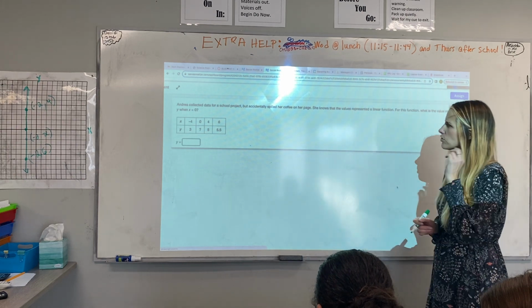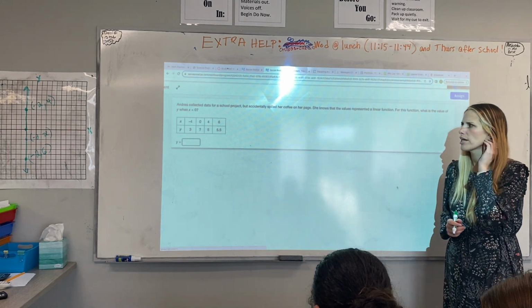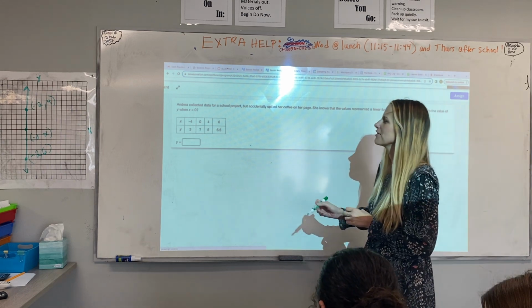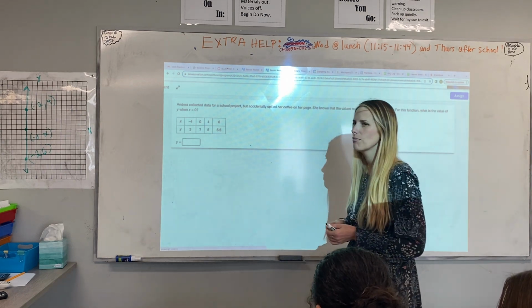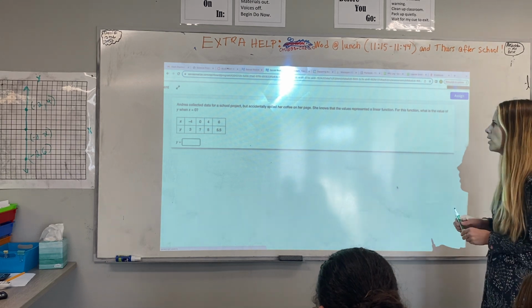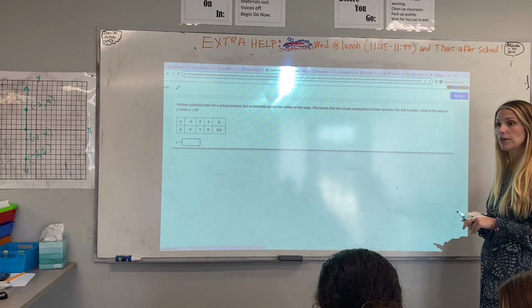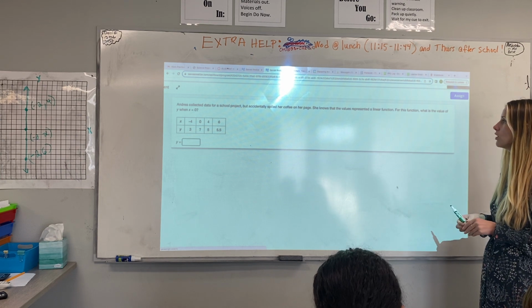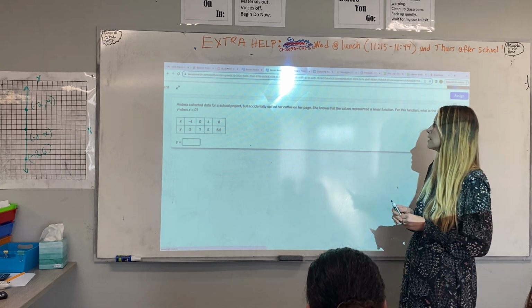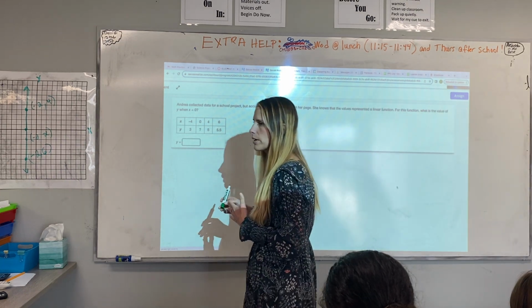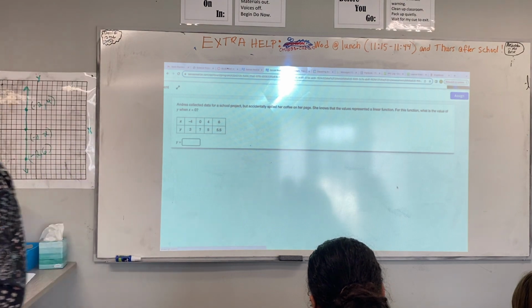Okay, Andrea collected data for a school project, but accidentally spilled her coffee on her page. Oh no, her coffee spilled on this and she couldn't remember what number that y value was. She knows that the values represented a linear function, which means there's a certain pattern going on. There's a certain rule that they are all following.